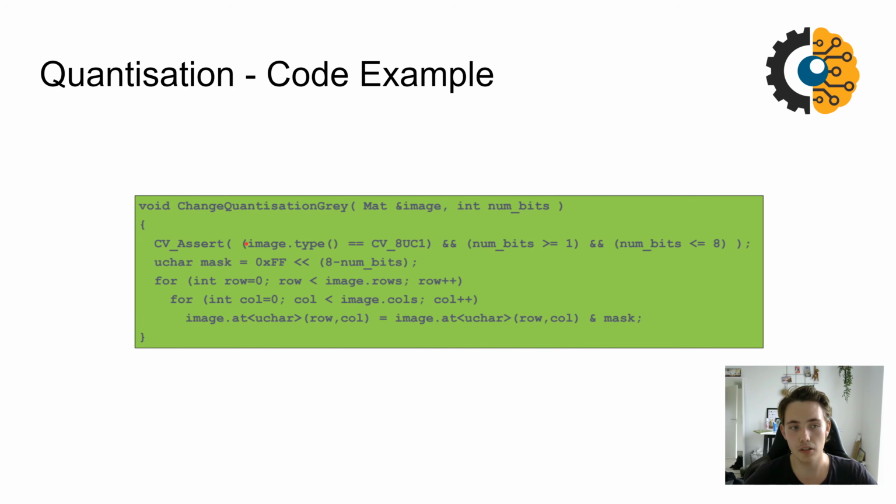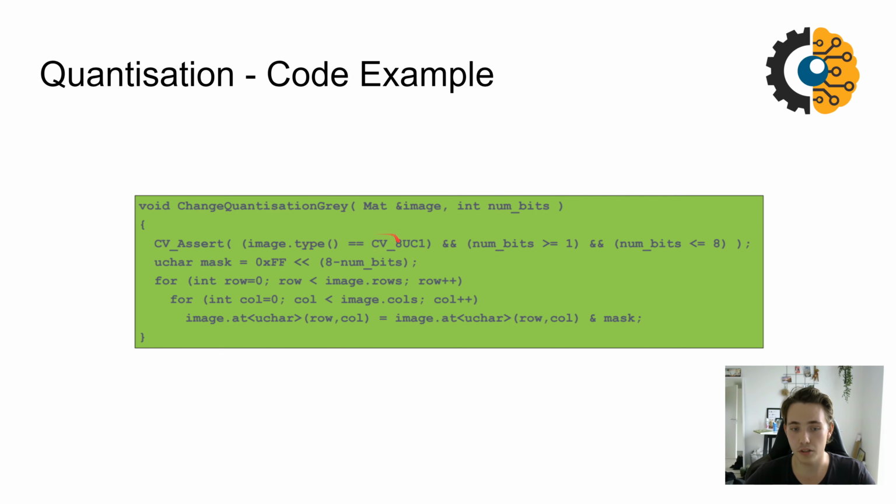So another code example here is quantization, where we have a function where we want to change the quantization to gray. The first parameter the function takes is this image object, and the second parameter is the number of bits, as I talked about on the previous slide, where we typically want 8 bits for our image. And it's a good idea, as the first line of code in the function, to use the CV assert function. If one of these conditions is not true, it will throw an exception and the program will terminate.